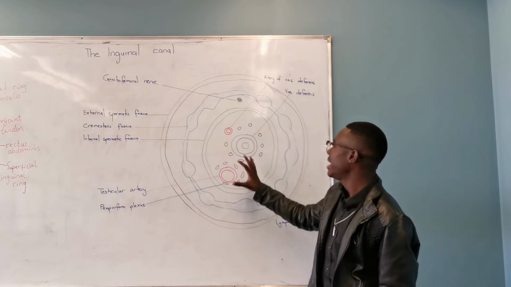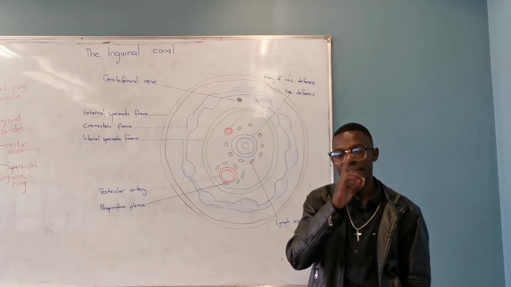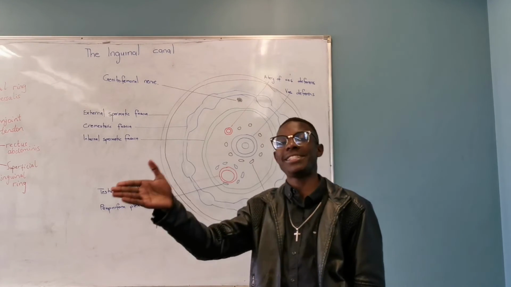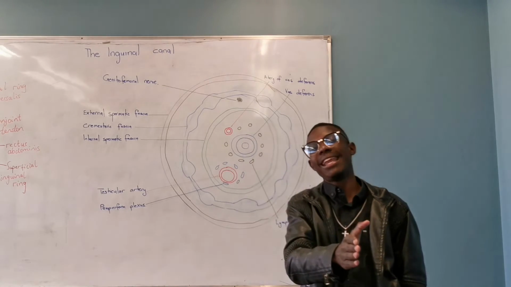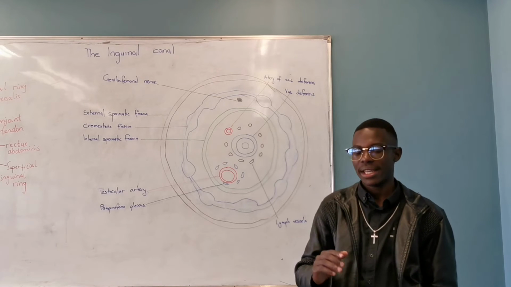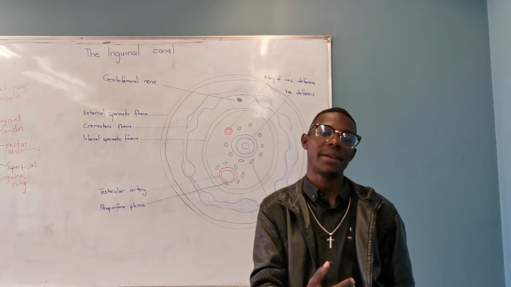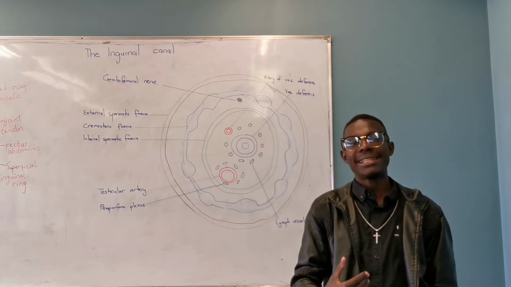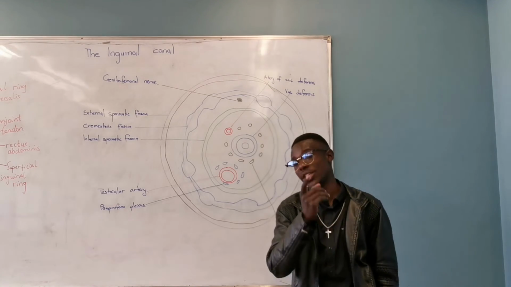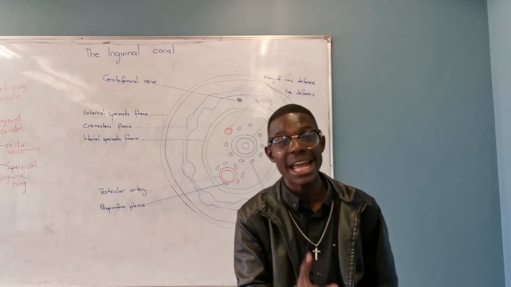Since we say that in the spermatic cord we have the pampiniform venous plexus, and then we said it's going to form testicular veins. The right testicular vein drains into the inferior vena cava. Take note of this: the right testicular vein drains into a low pressure zone, because the inferior vena cava is a low pressure zone. But the left testicular vein drains into the left renal vein.